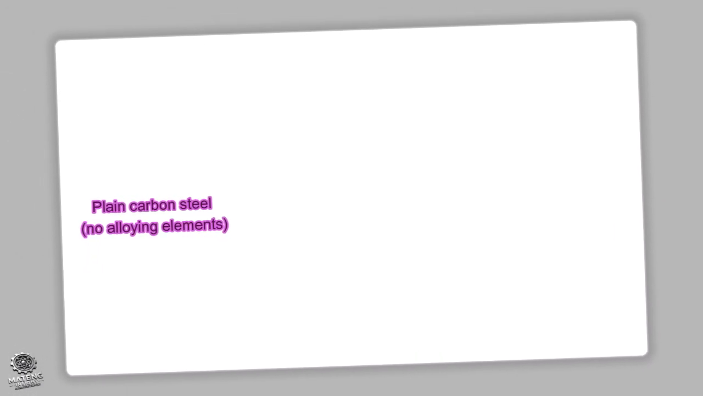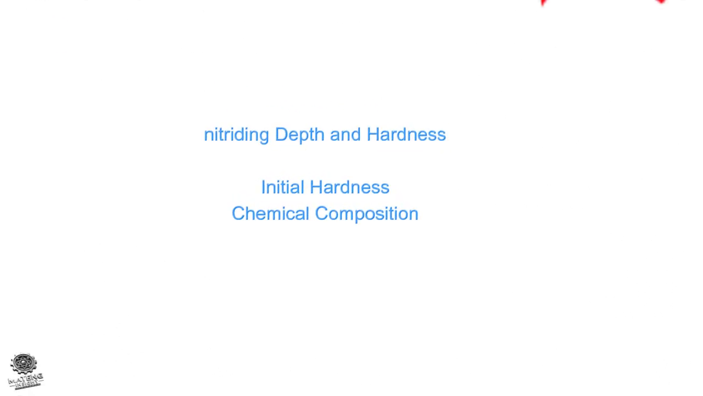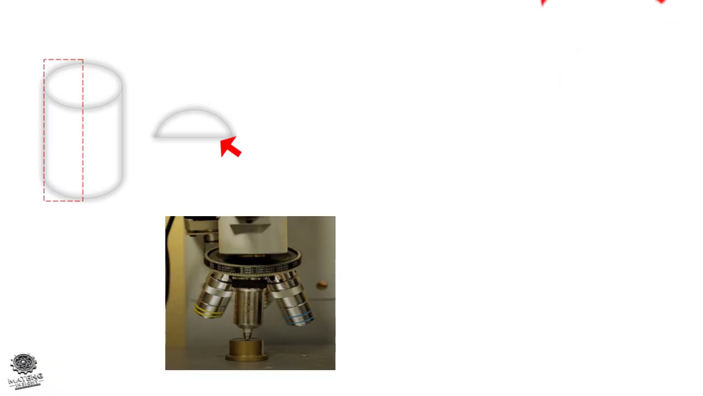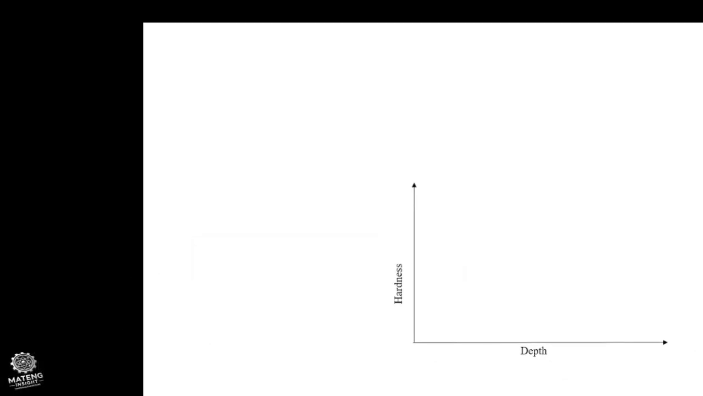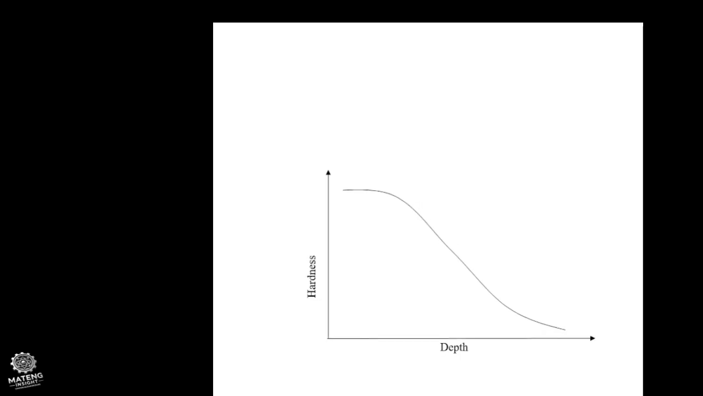The final hardness and depth of the nitriding layer strongly depend on the base material's hardness and its chemical composition. To measure the case depth, the most accurate method is micro-hardness testing. Prepare a cross-section of the sample, and perform hardness indentation from the surface toward the core. The case depth is defined as the depth where hardness drops to the substrate level.